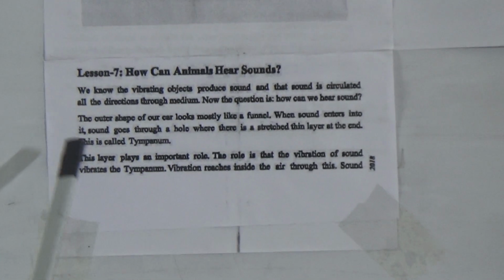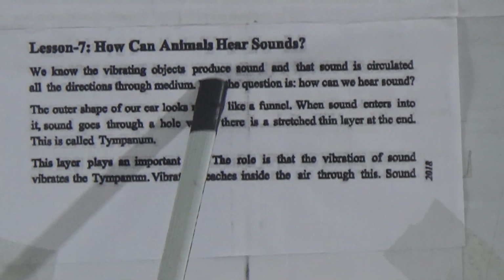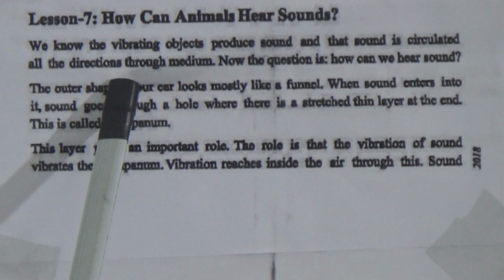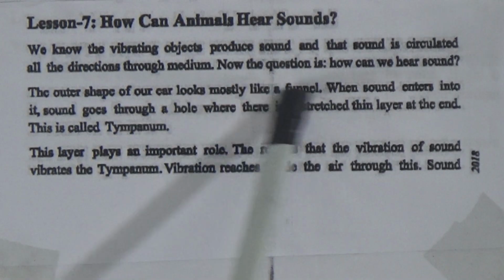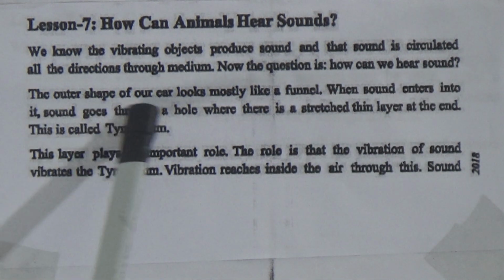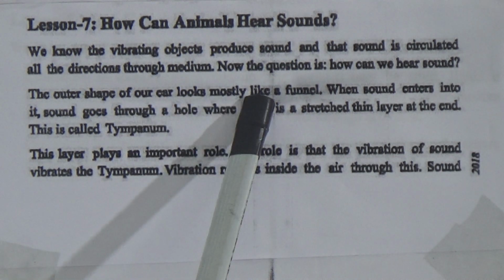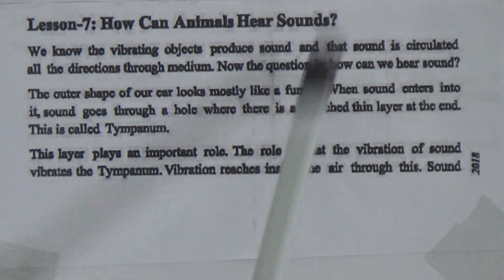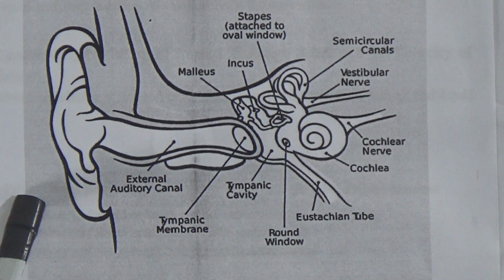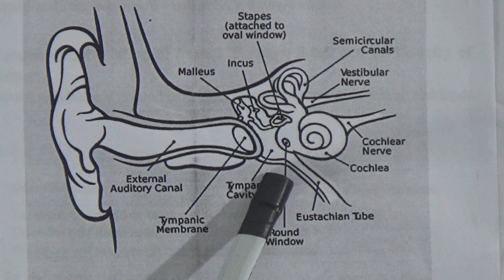This is lesson 7. How can animals hear sounds? We know the vibrating objects produce sound and that sound is circulated in all directions through a medium. Now the question is, how can we hear sound? The outer shape of our ear looks mostly like a funnel. If you can see this picture, you can understand this easily. This is the structure of our ear and this is the inner part of our ear.